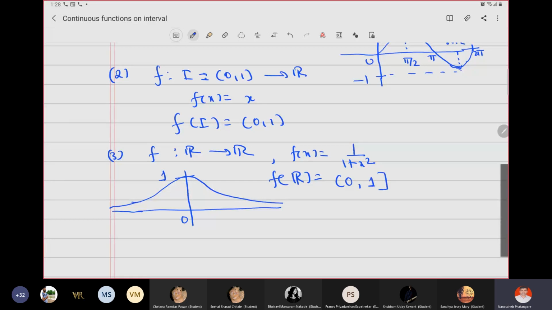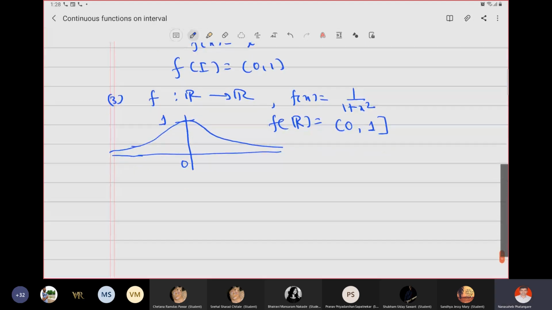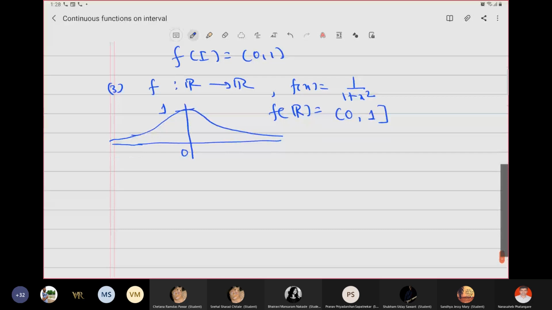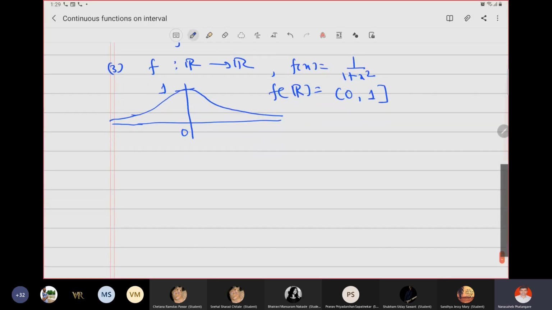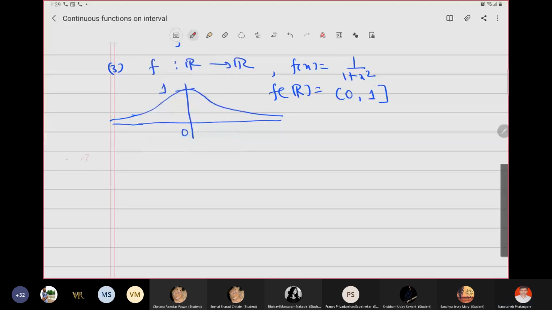So anything is possible because your domain is not closed and bounded. But what is a certain thing? If the domain is a closed and bounded interval, the range is certainly a closed and bounded interval. That difference you should note. So we'll see a very interesting theorem now, which is called the fixed point theorem.